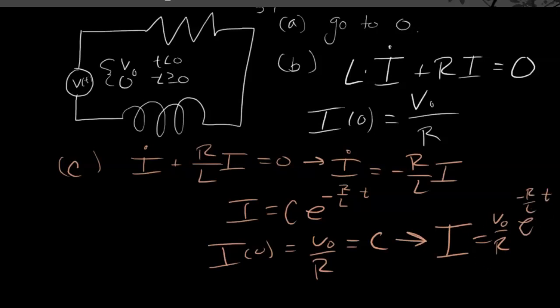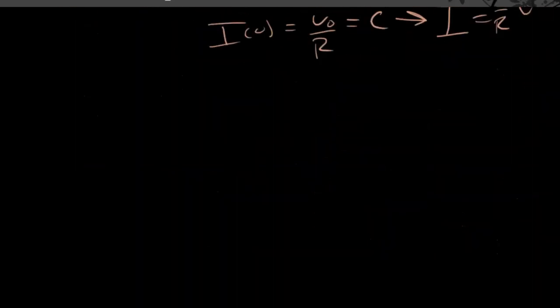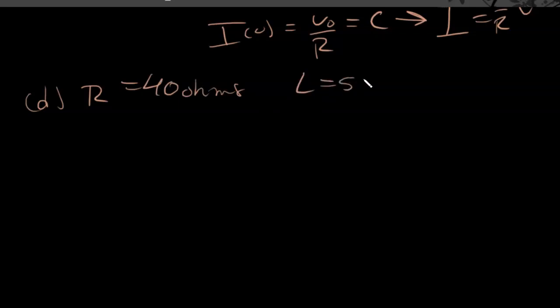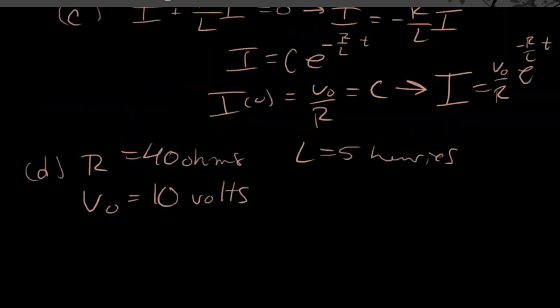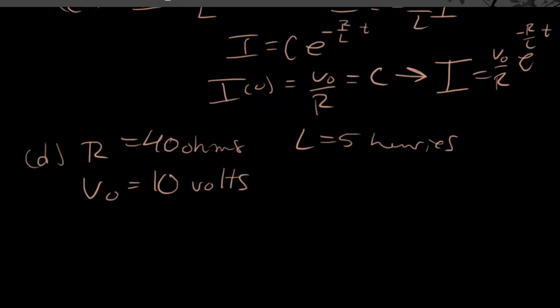And then part D, excuse me, I lost my page. Part D asks that we use the values. All right, so part D. R is equal to 40 ohms. L is equal to 5 henries. And the initial voltage here is 10 volts. And we want to use those values to obtain an explicit solution. So it's really just asking us to plug in those values to the solution we had before.